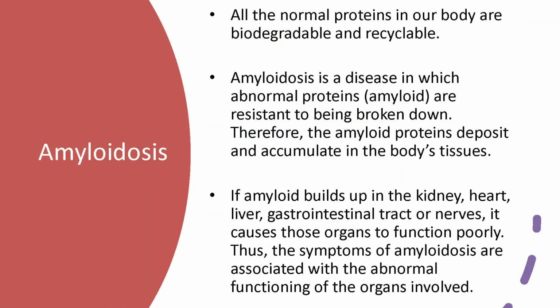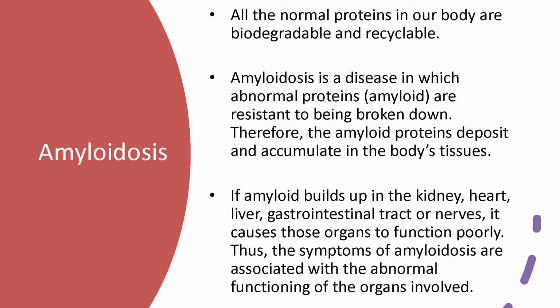We all know that all the normal proteins in the body are biodegradable and recyclable. These amyloid proteins are not biodegradable and they are not recyclable. They stay within the cell and create a lot of havoc, affecting the cellular activities, affecting the tissue functionality and resulting in organ damage. So amyloidosis can be regarded as a disease in which the abnormal proteins are resistant to being broken down, and these accumulate in various tissues and organs and create a lot of organ dysfunction.